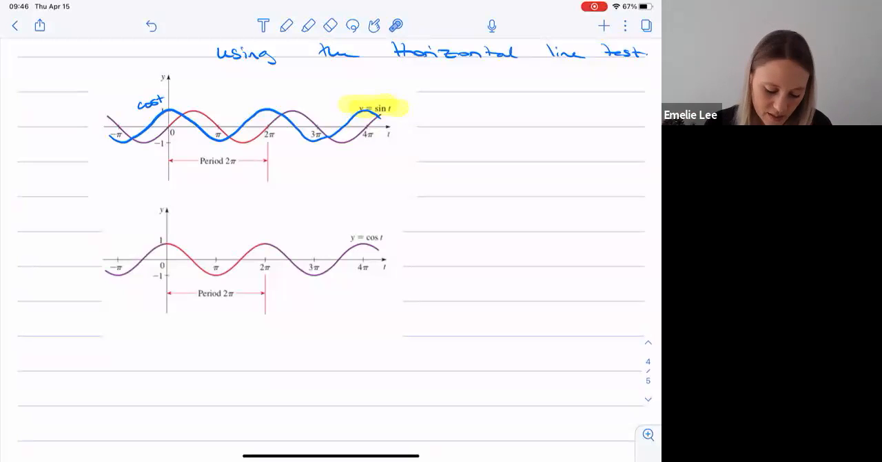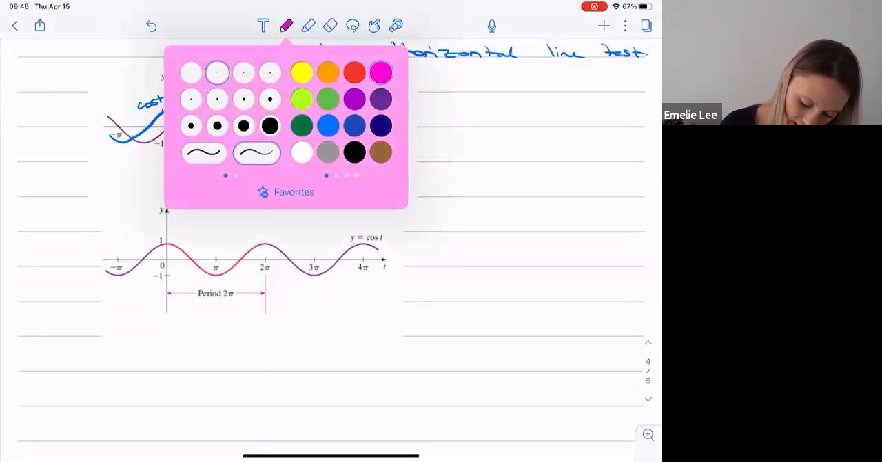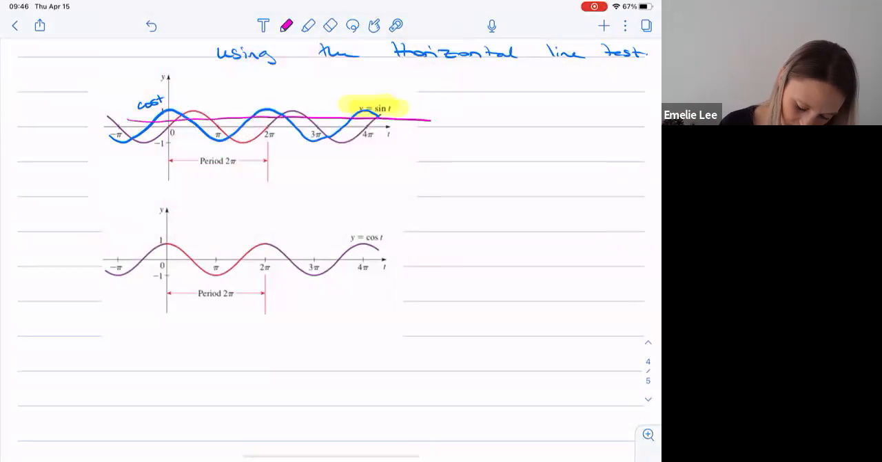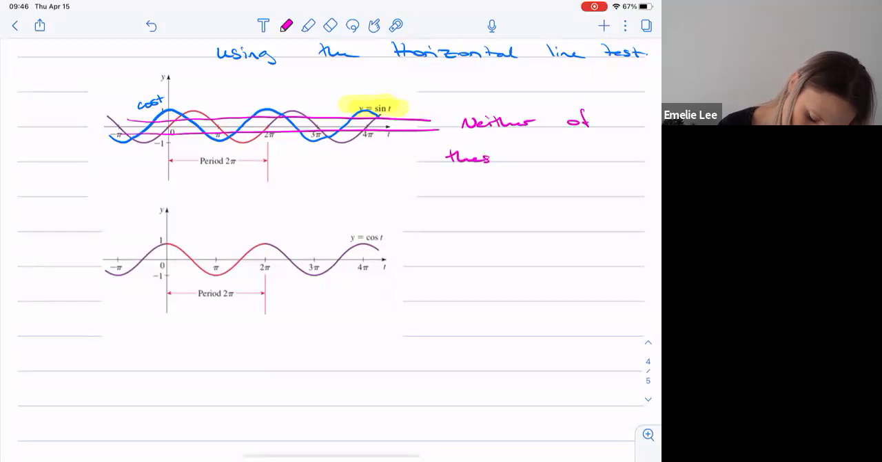But regardless, if we're talking about the cosine or the sine, when I draw a horizontal line test here, at any point, neither of these functions pass the horizontal line test.